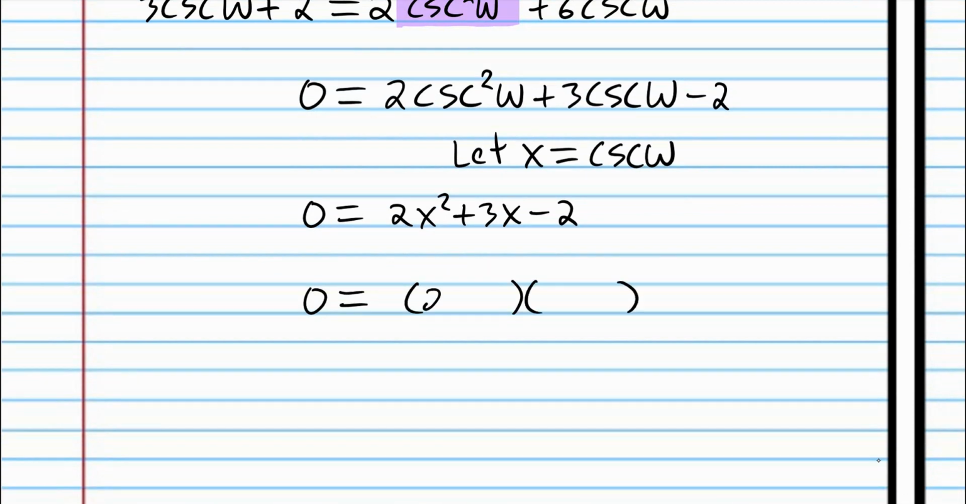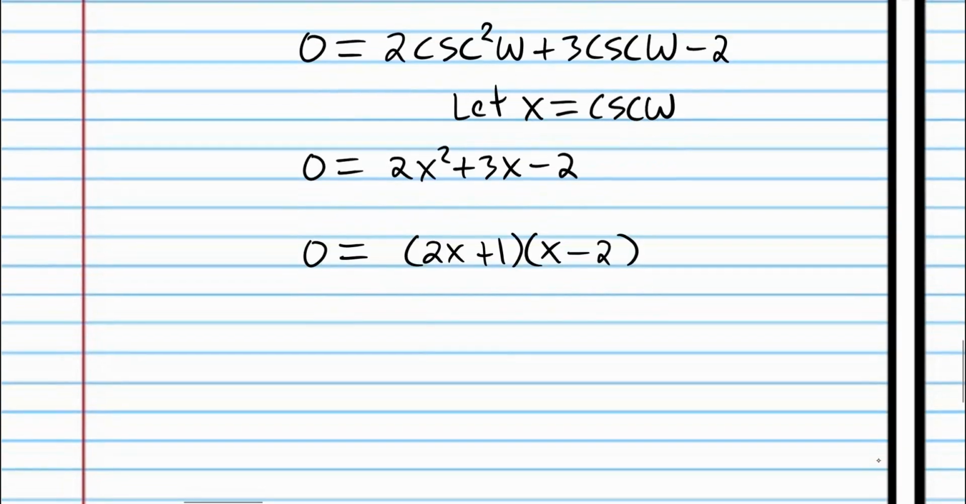So hopefully we can factor this. 2x times x is 2x squared. And what are two numbers that multiply to negative 2? They're not going to add up to 3 because the 2 here complicates things, but what are two numbers such that if you multiply them you get negative 2? So I'm just going to try negative 2 and positive 1.